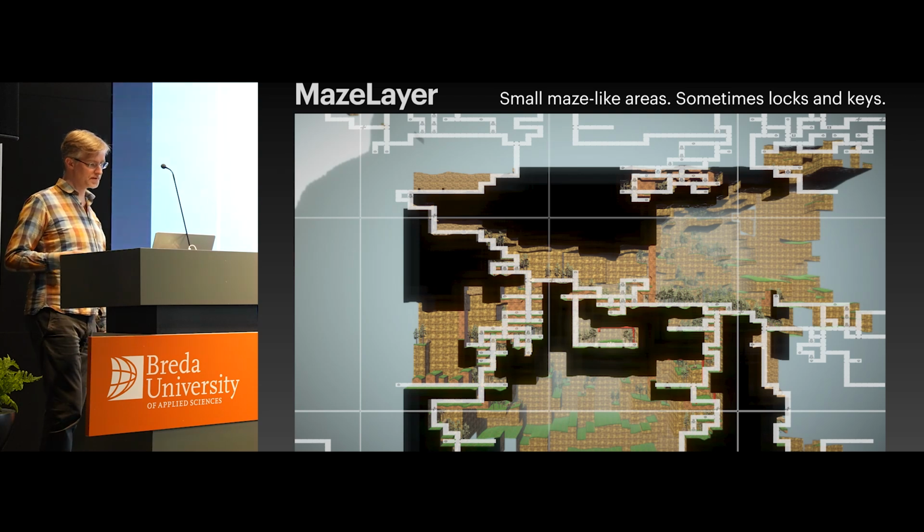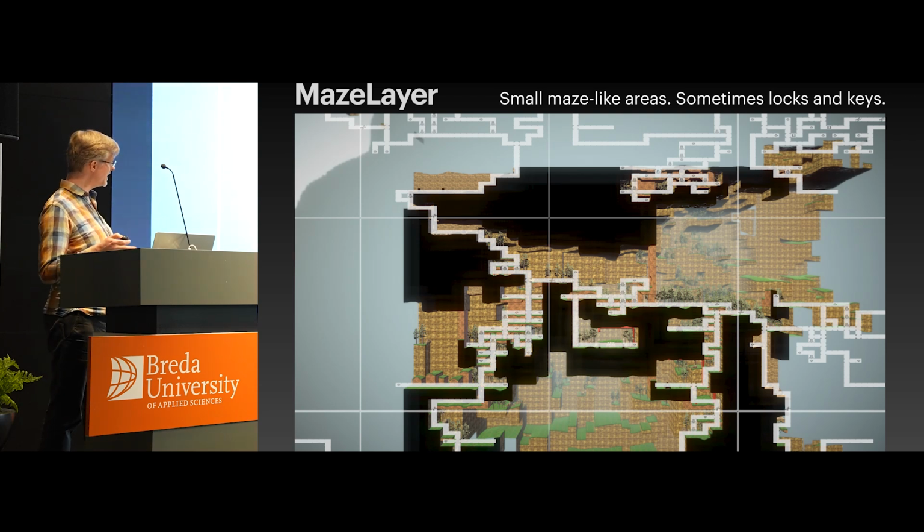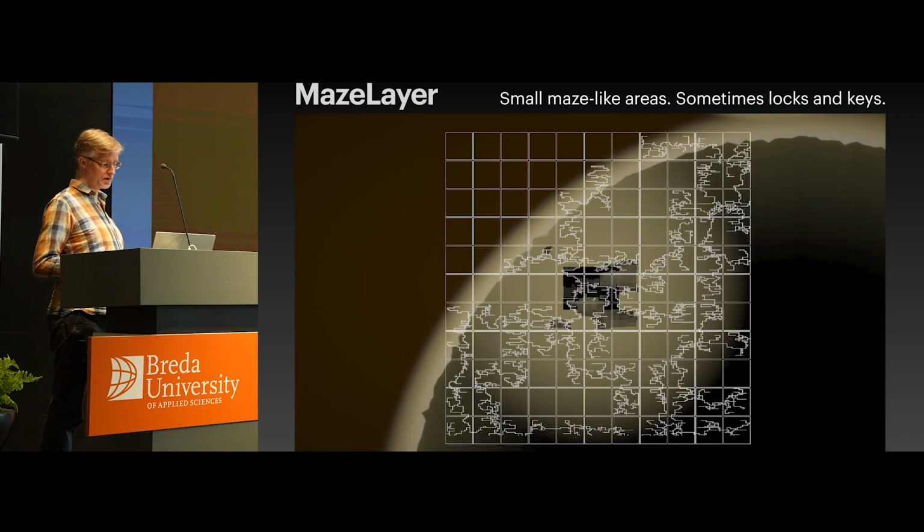This is a debug visualization of the maze layer in the game. You can see the different maze chunks here. So it creates a sort of maze-like path through the world that you can traverse. And sometimes there are locks and keys, something that would not work with a functional approach. If we zoom a bit out, we can see all the maze chunks that are currently generated at a time. Of course, when the player moves around, some will be destroyed, new ones will be created.